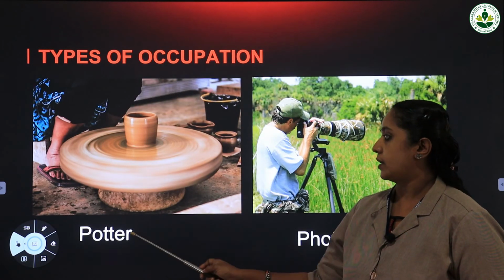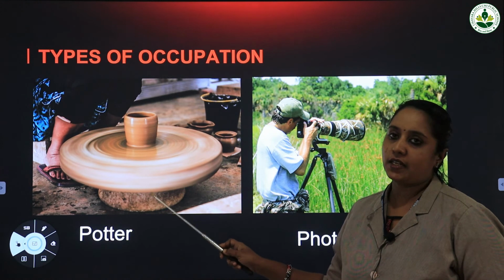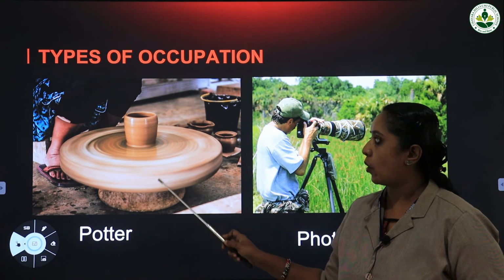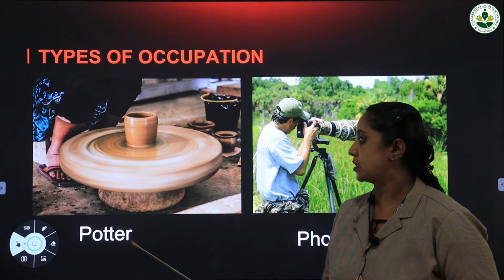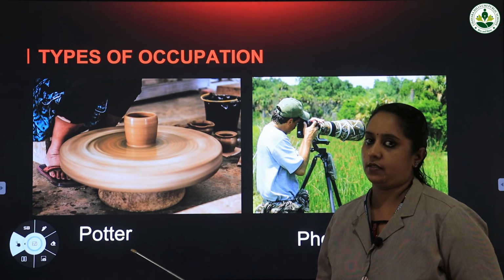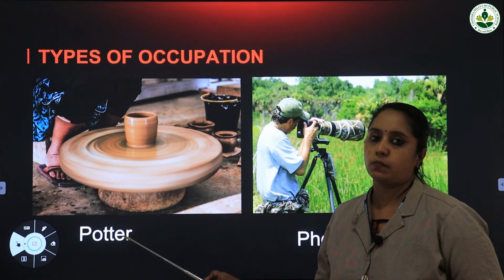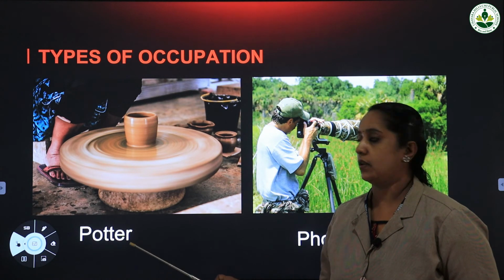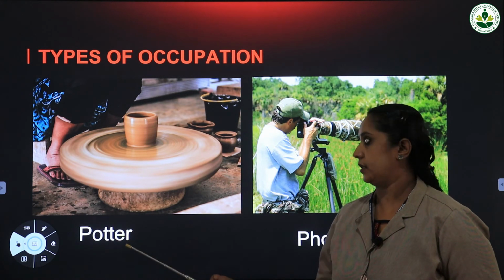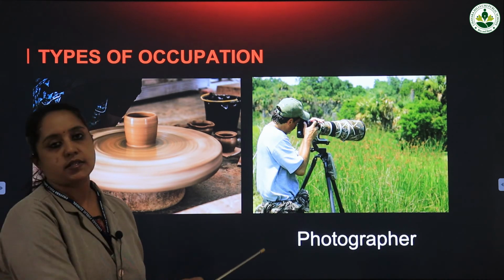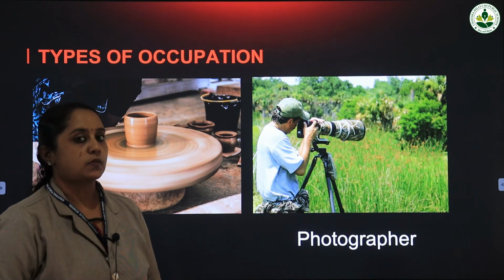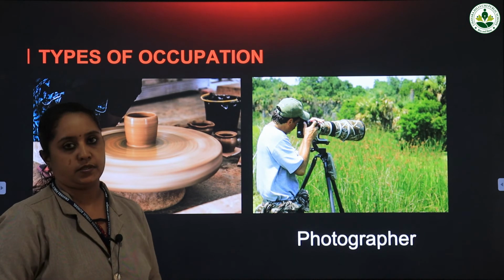Now what is this? So what do you see in this image? You can see that a pot is being made. Now the person who makes the pot is known as the potter. The person who makes pots from clay is known as potter. Now in this picture you can see that a photograph is being taken by a person.